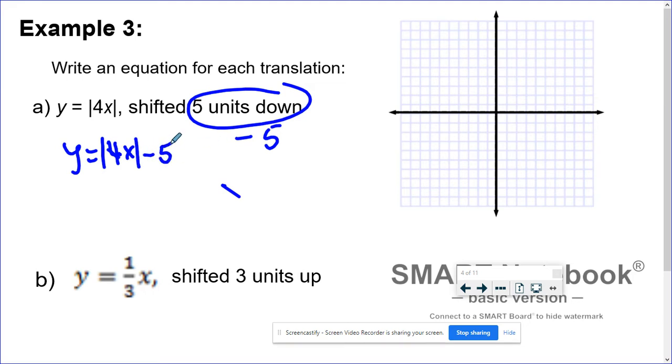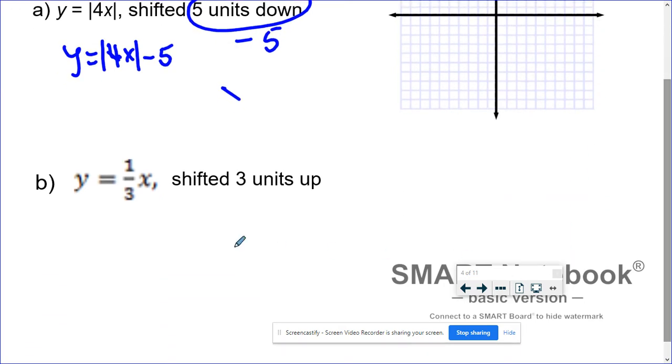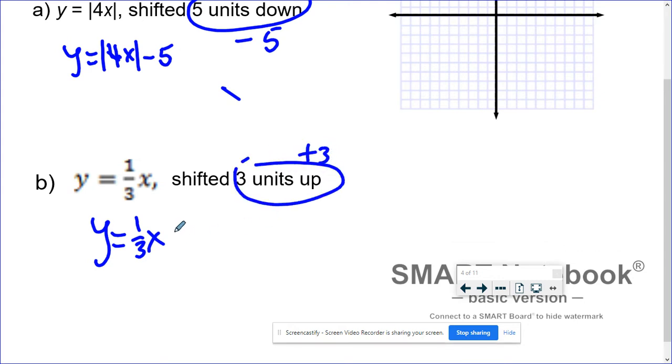Okay. For part B, I know it's not an absolute value function, but it works the same way. y equals 1/3 x, shifted 3 units up, means plus 3. So then the equation would be 1/3 x plus 3. The plus 3 shifts it up whether it's a line or an absolute value function. I know the objective here was to talk about absolute value functions, but again, this applies to a lot more than just absolute value functions. So here's an example where the same rules apply and it works the exact same way with a linear function.